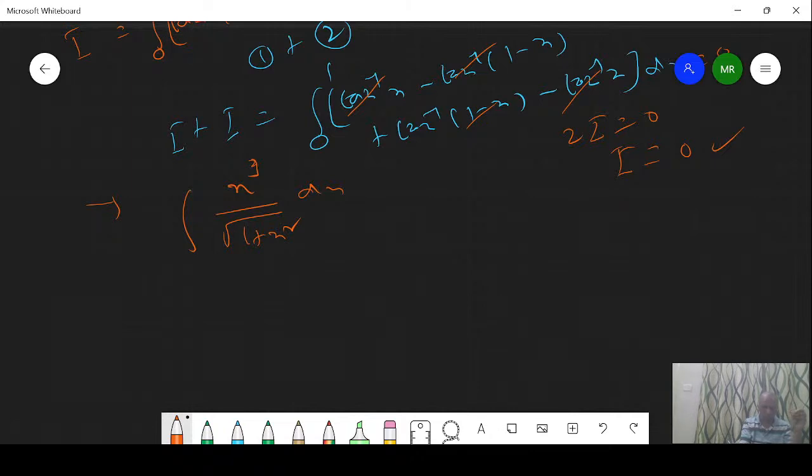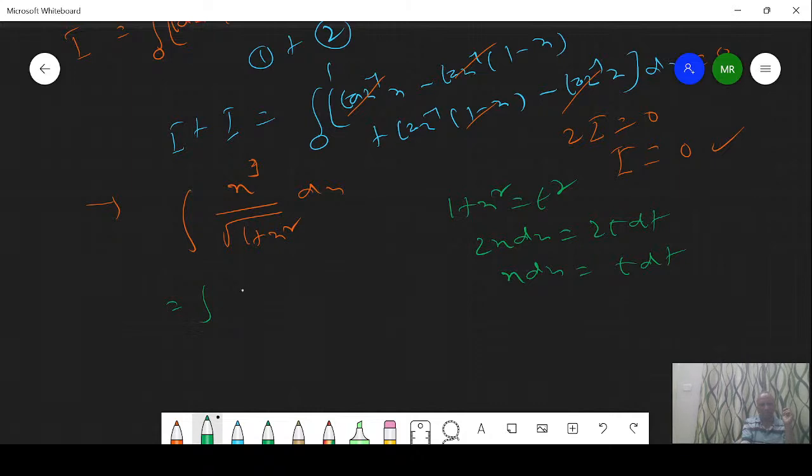This model is important. When they are given like this, I can consider 1 plus x square equal to t square. I can eliminate the root. Then differentiating with respect to x, you will get 2x dx is equal to 2t dt, and x dx is equal to t dt, because x cube I can write as x square into x.